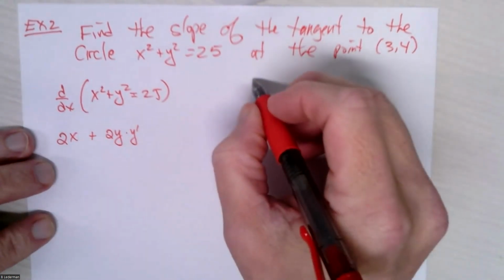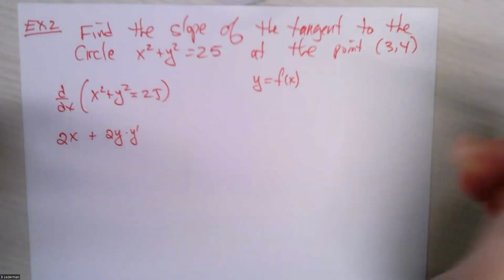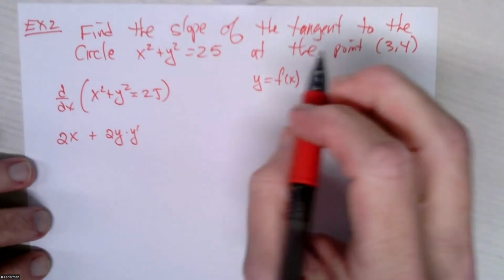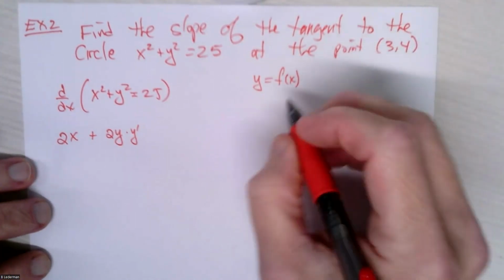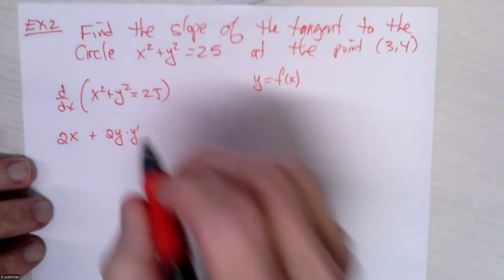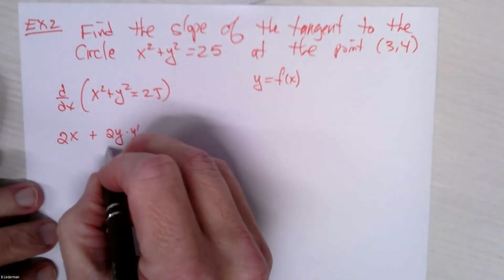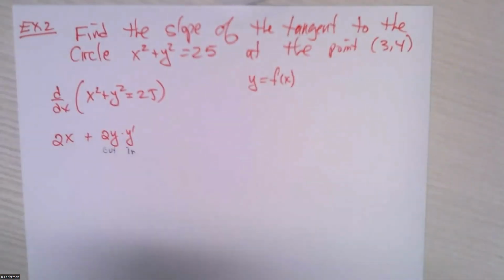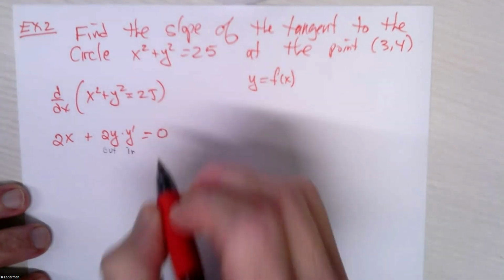Remember, we're viewing y as though it's some function of x. When I take a derivative of y squared, I have to use the chain rule, the outer and the inner. So that's my outer right there, that's my inner right there. And that equals, now the derivative of 25 is 0.